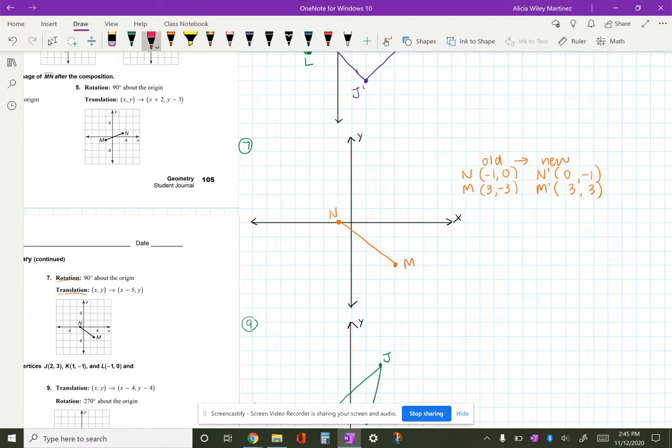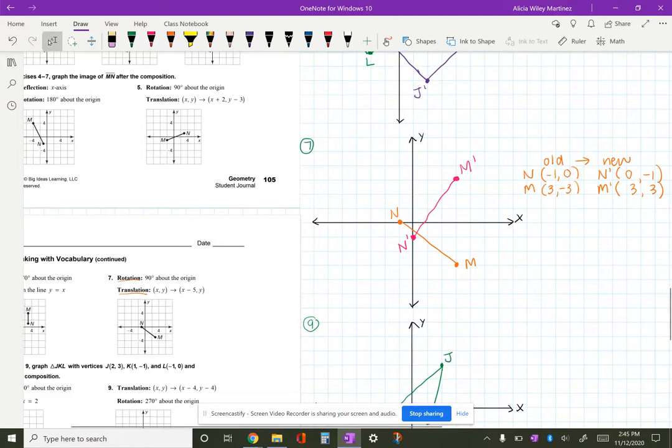So I have (0, -1). That's here. I'm going to call that n prime. And then I have (3, up 3). That's going to be my m prime. So that's one transformation done.